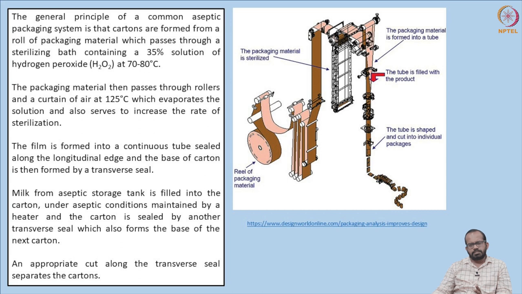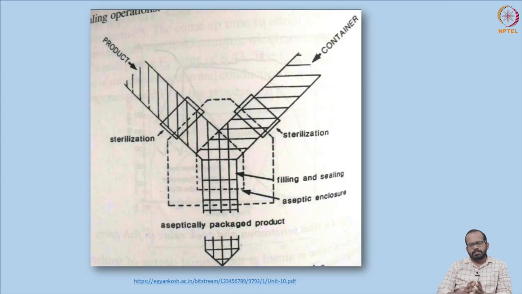In aseptic packaging, the basic concept is that both the packaging container as well as the material or the food are sterilized at different conditions, and they are packed together under sterilized conditions. So both the product and the container merge together in a sterilized aseptic zone, each individually sterilized. Then the filling and sealing is processed and an aseptic enclosure is formed. That is why it is called aseptic packaging technology, and it is also known as tetra packing technology.